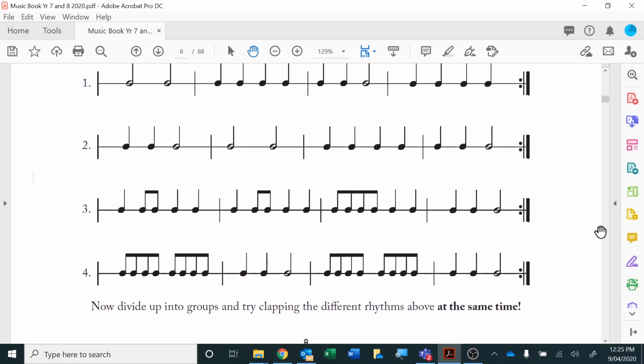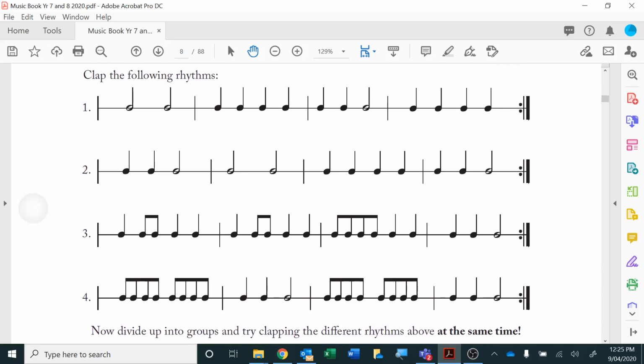Now, this bit, what I'd like you to do is I'm going to clap each one and you're going to clap along with me. But first, I'd like you to stop the video and practice it. And then come and check to see if you're clapping the same as me afterwards. Okay, so here's rhythm number 1. 1, 2, 3, 4.